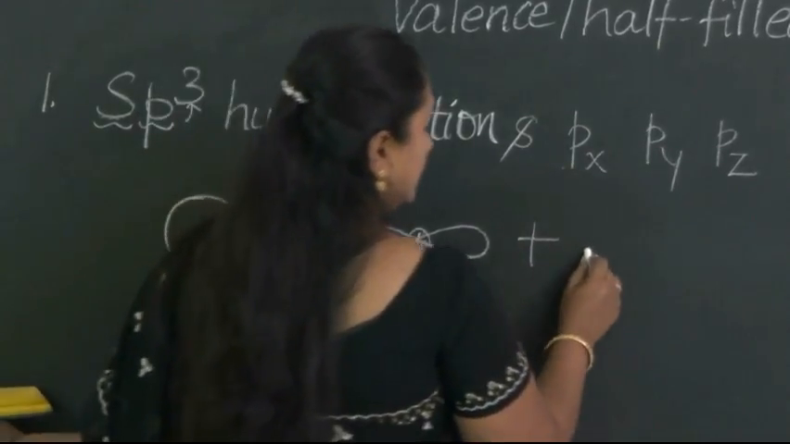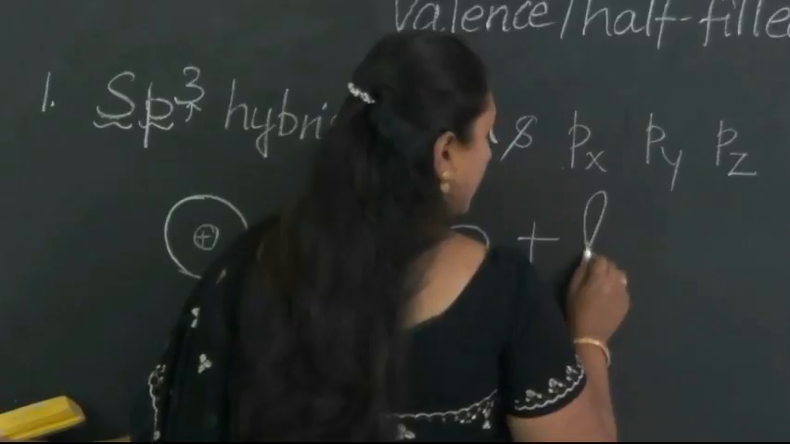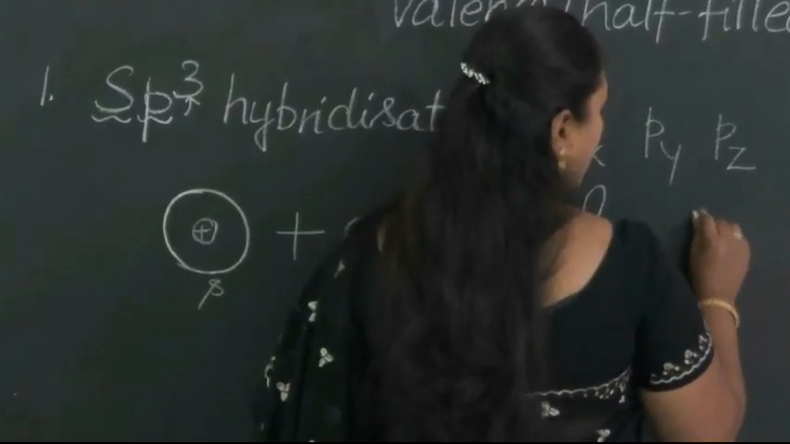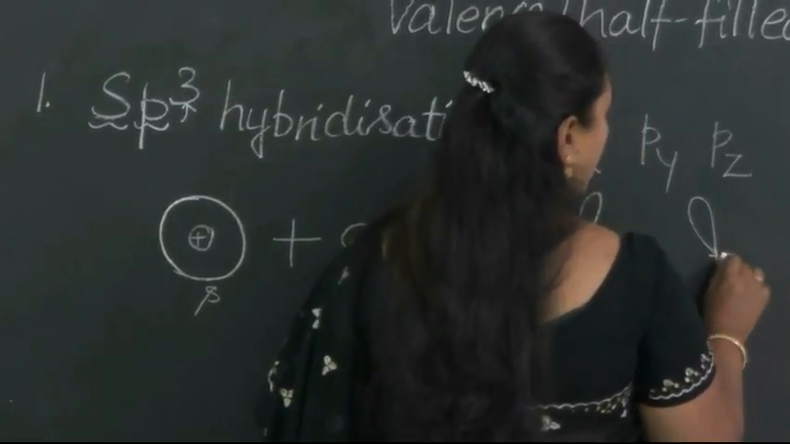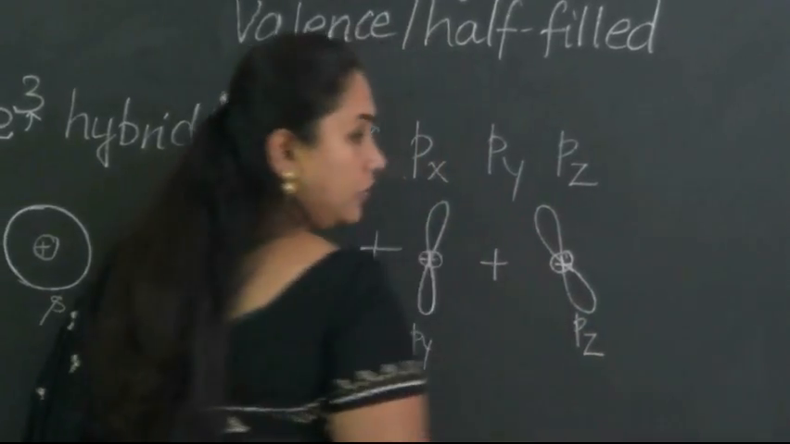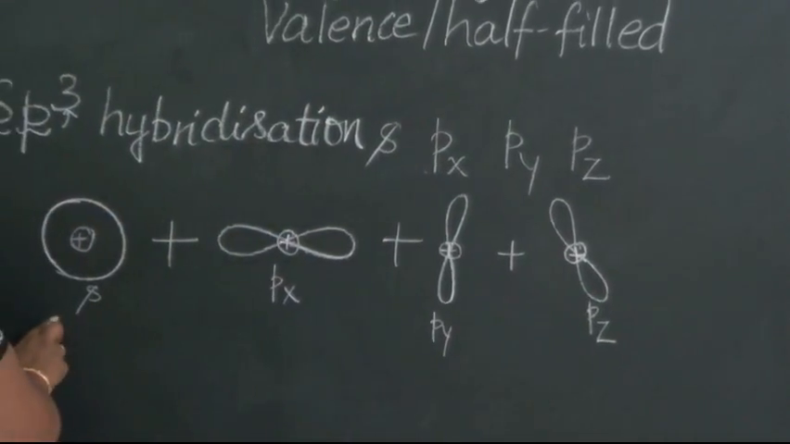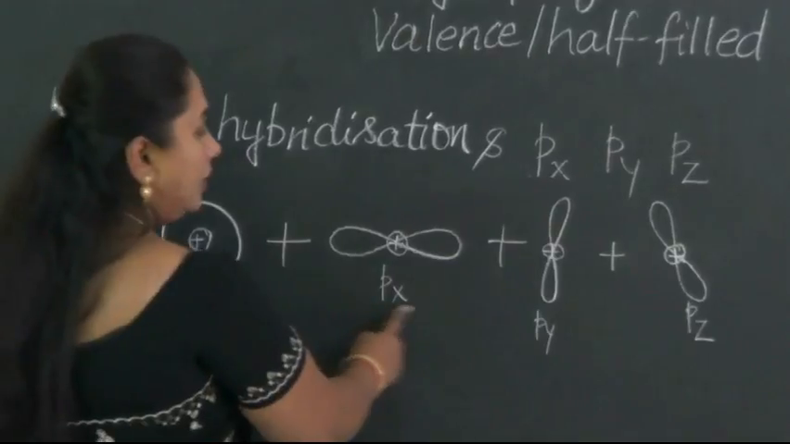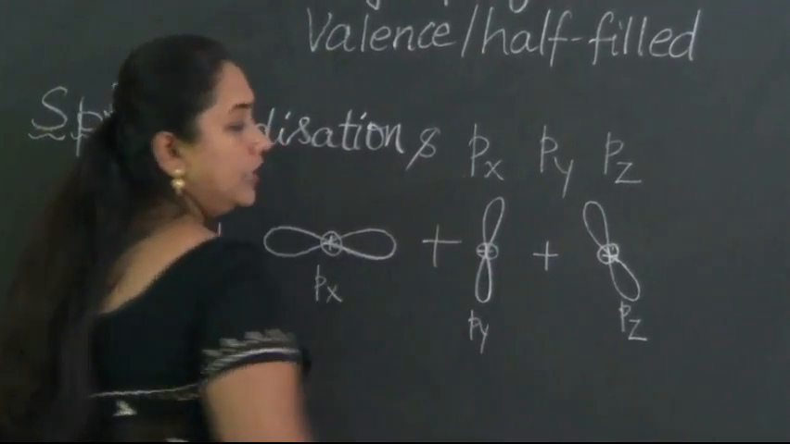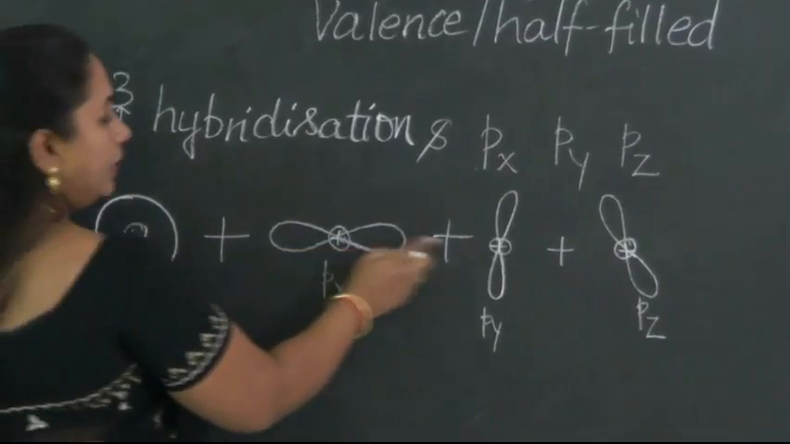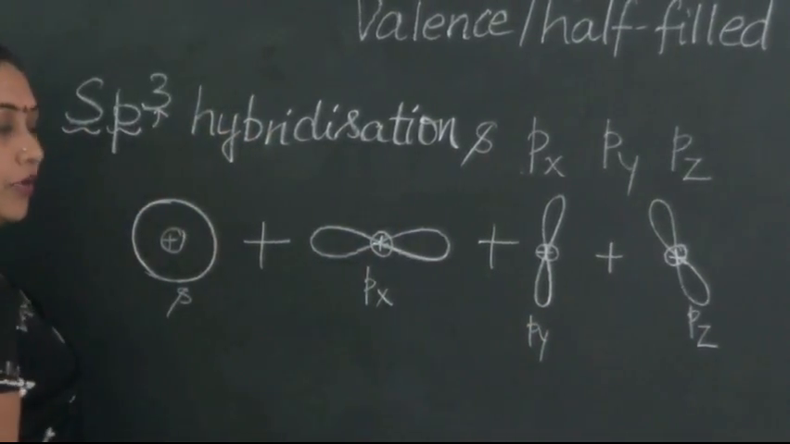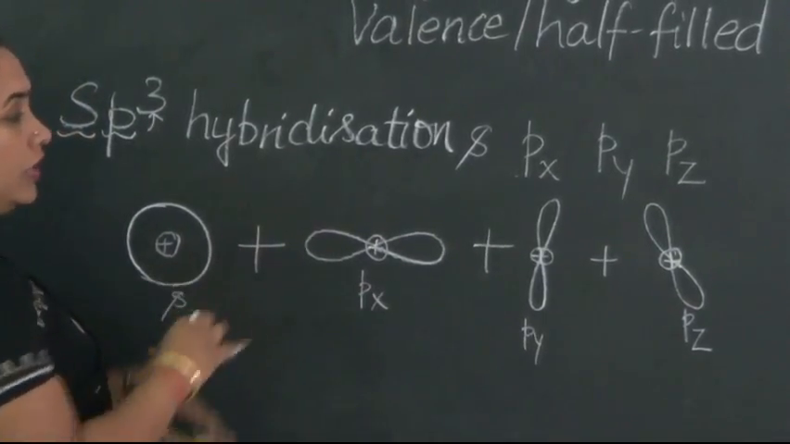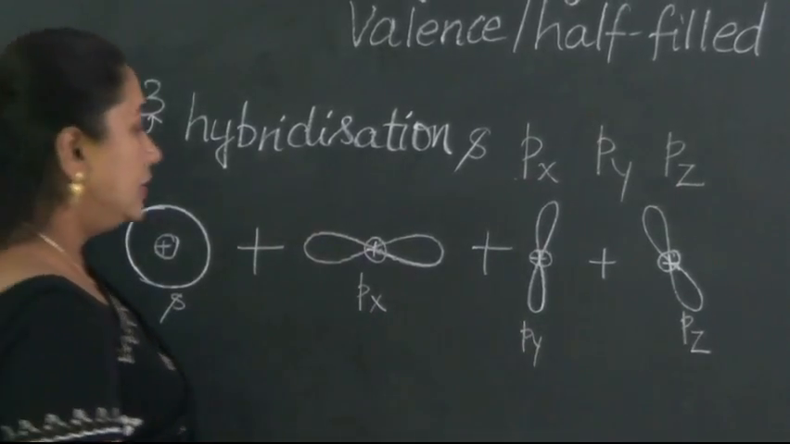Px, then we have py, and then we have pz. So we have the participation of one s atomic orbital, px atomic orbital, py atomic orbital, and pz atomic orbital. All of the p orbitals are dumbbell shaped but are orienting along different axes. So they all combine. They all will undergo the process of hybridization.